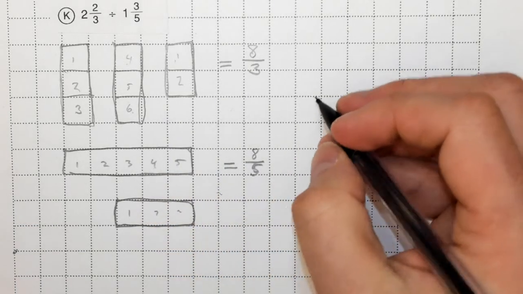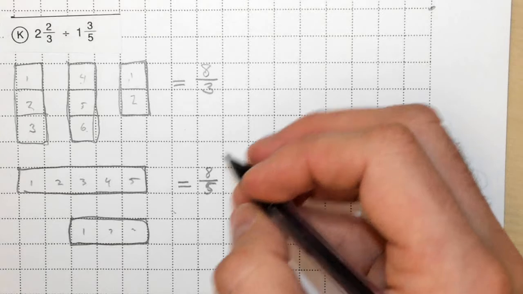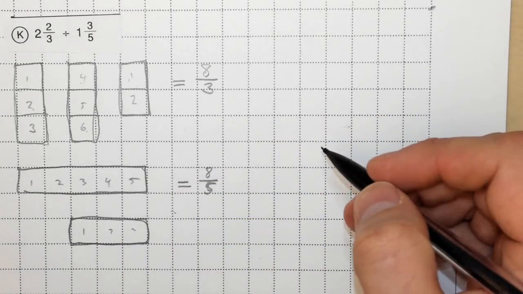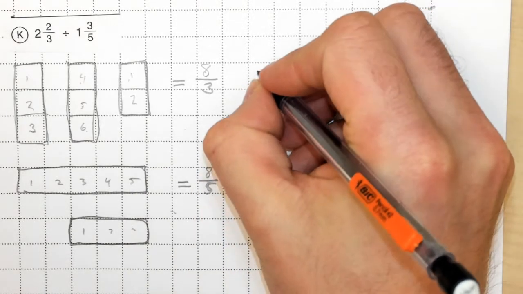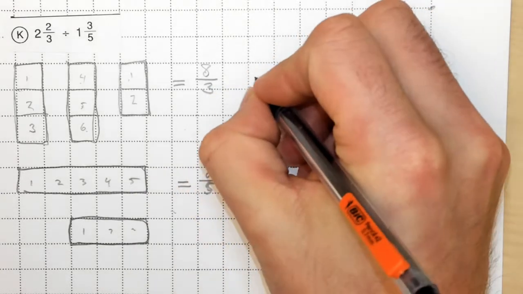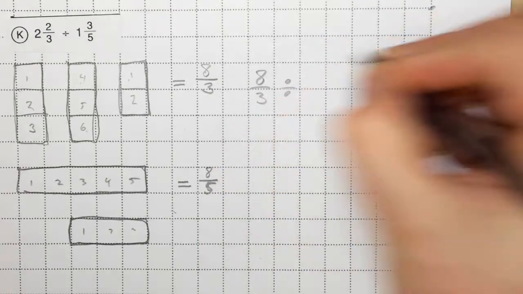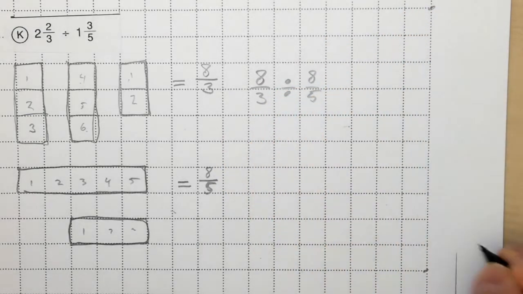So I always recommend writing down the equation. Again, don't try to do our algorithm of keep, change, flip in your head and rewrite everything down. Don't skip anything. So I would go back and I'd say, okay, our first number, 8/3. 8/3 divided by 8/5. Then I would write it all over again.